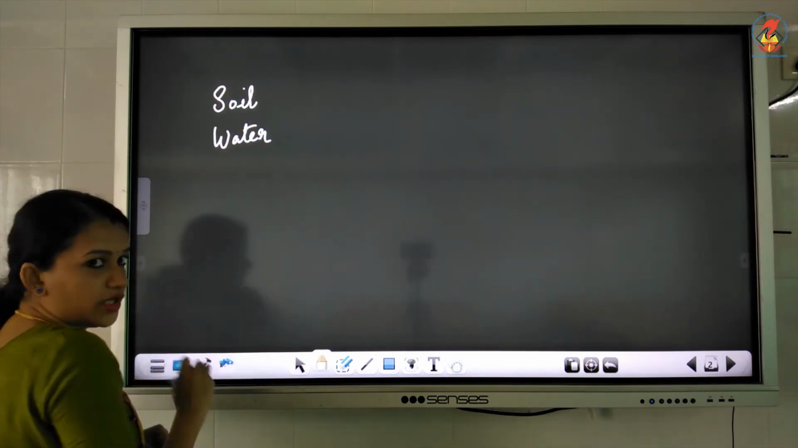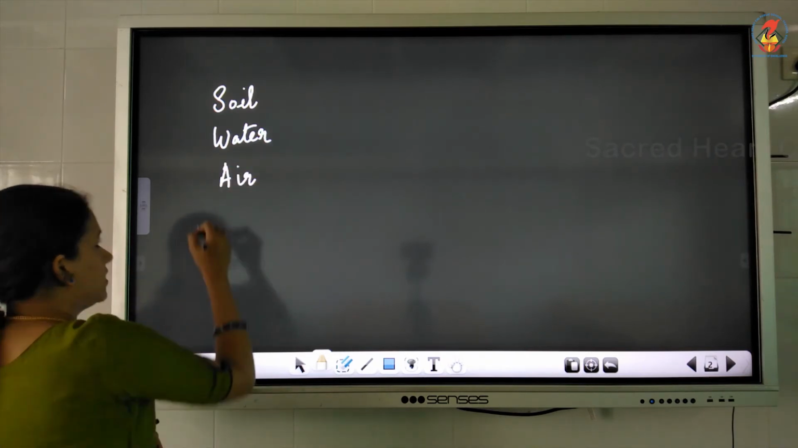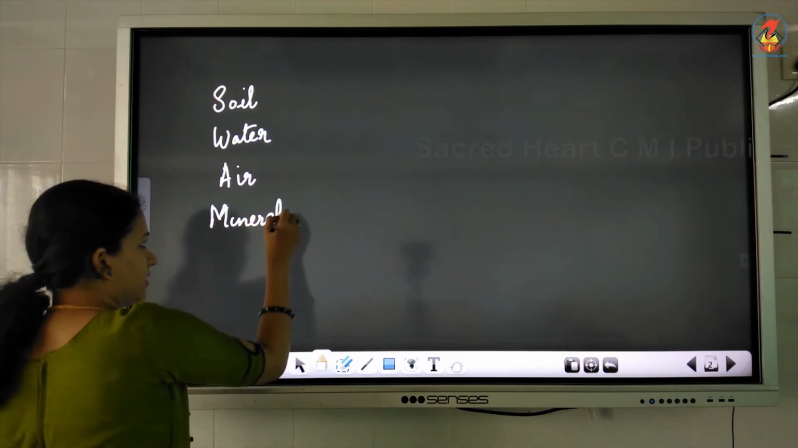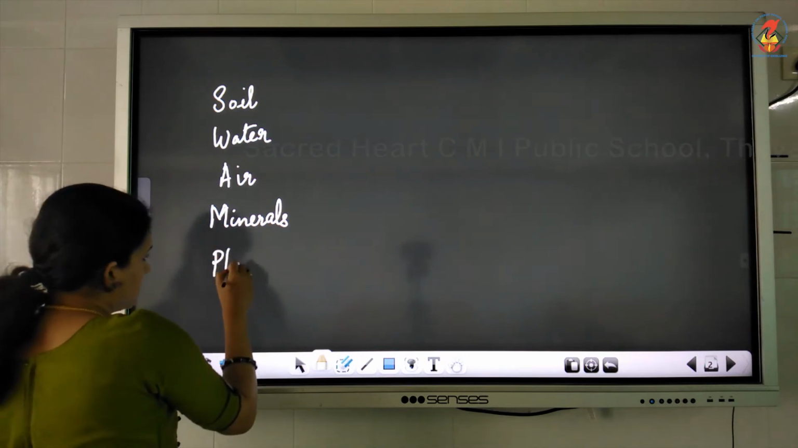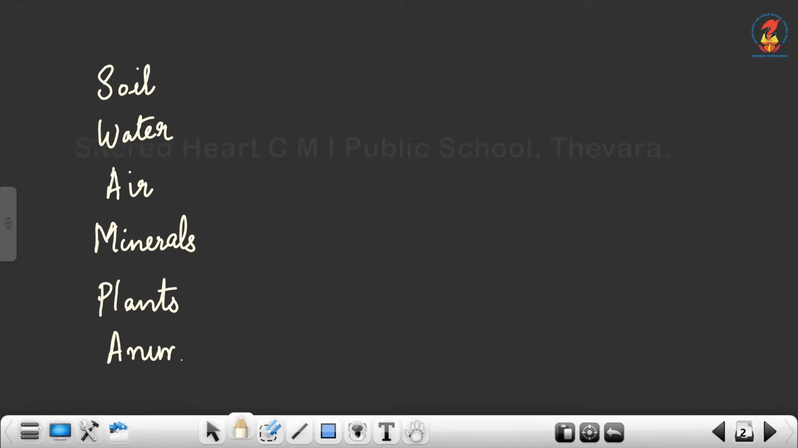There is soil, water, air. You can find minerals, isn't it? Then what else can you find? There are plants, animals, and many more, isn't it? And there are even many other things that you find in nature.